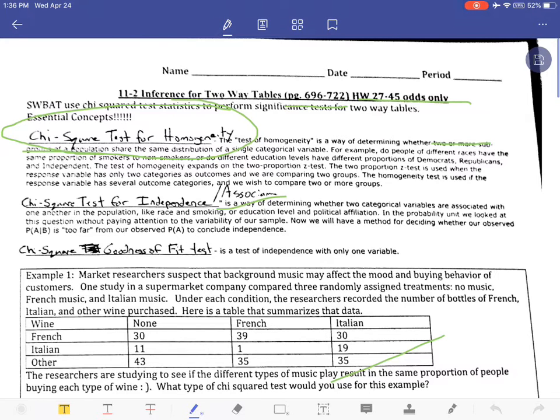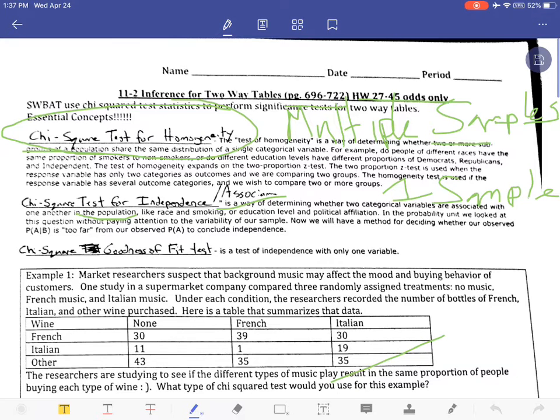For a chi-square test of independence, this is a way of determining whether two categorical variables are associated with one another in the population. The key thing we want to underline here is in the population. So we're only looking at one sample for the independence or association test, and the chi-squared test for homogeneity is a test when we're looking at different variables within different samples. So I'll write this down: multiple samples, and then over here, one sample for the test for association or independence.